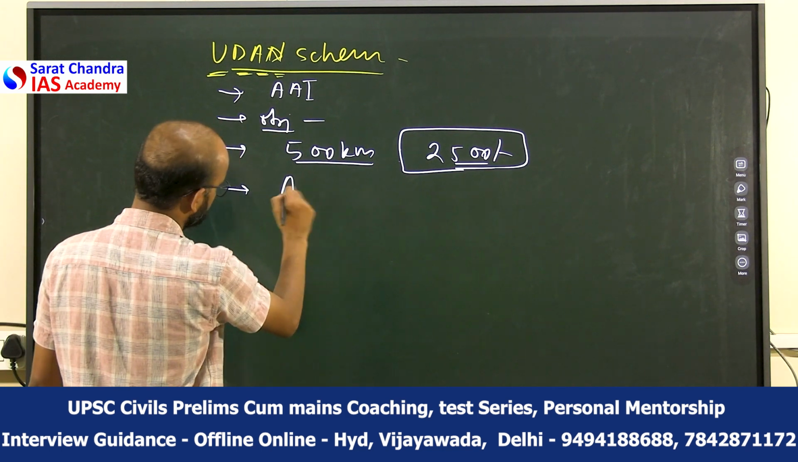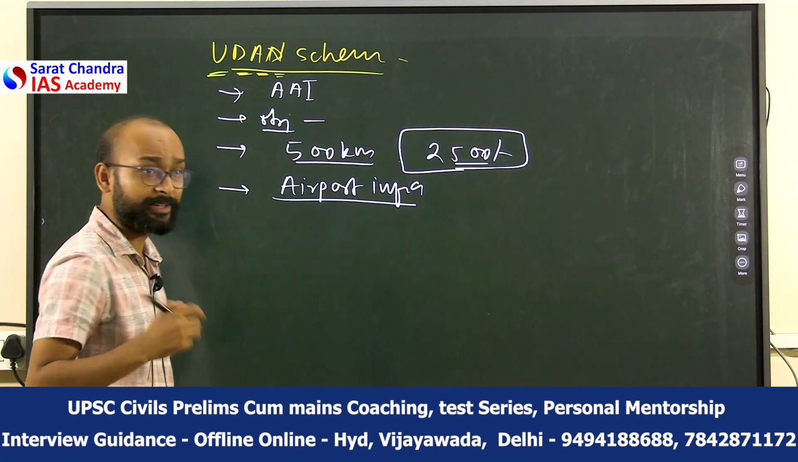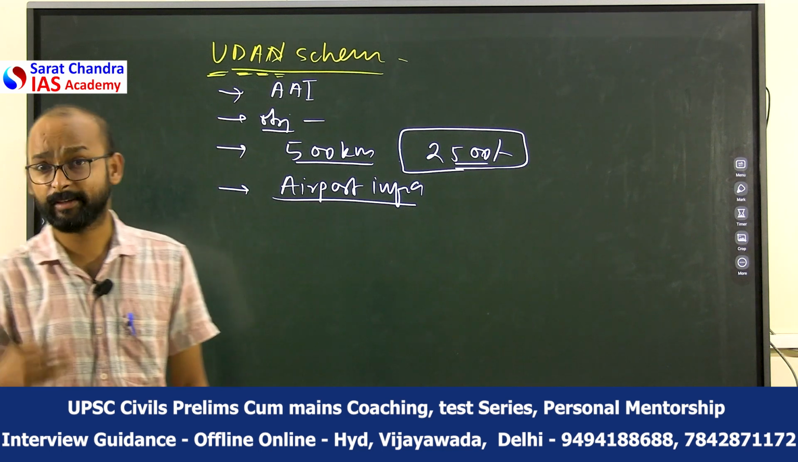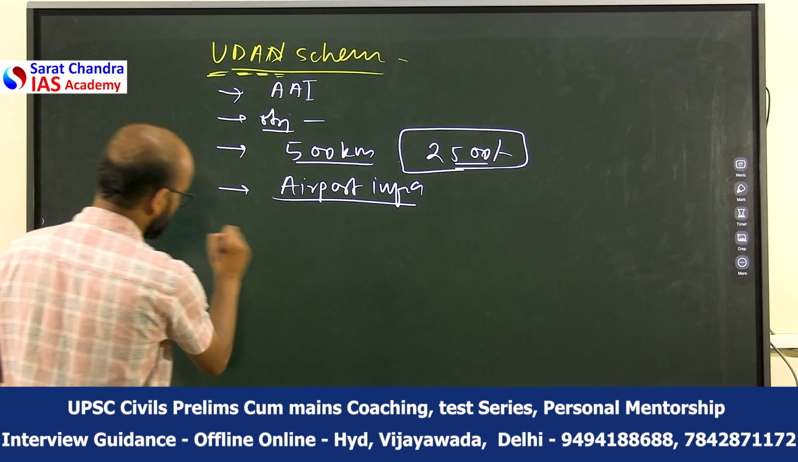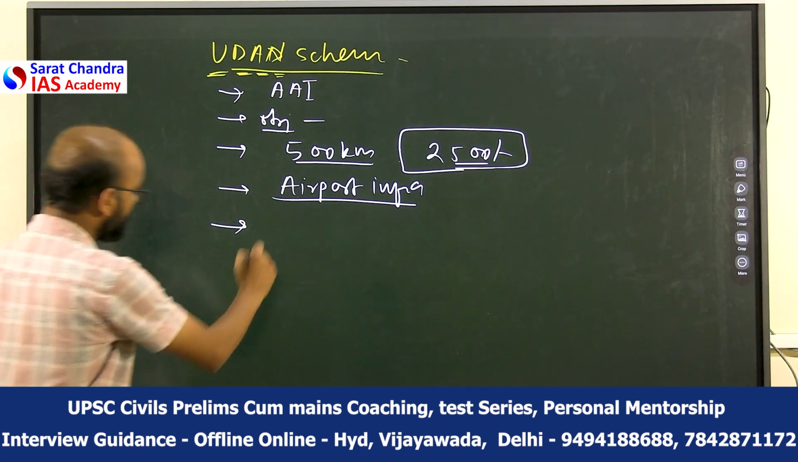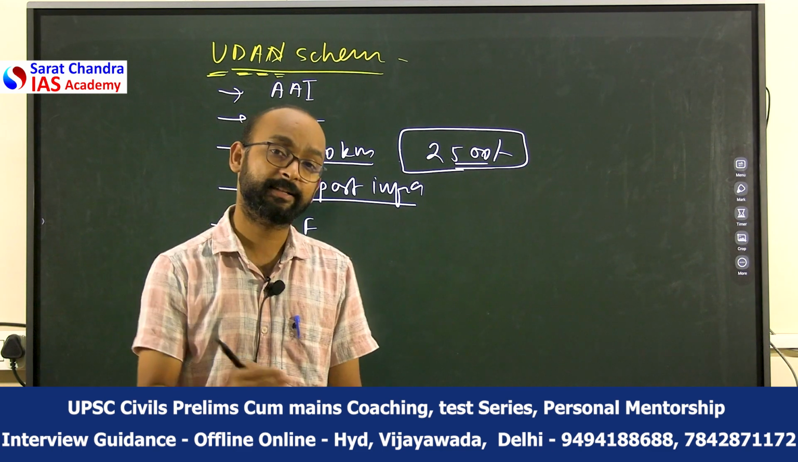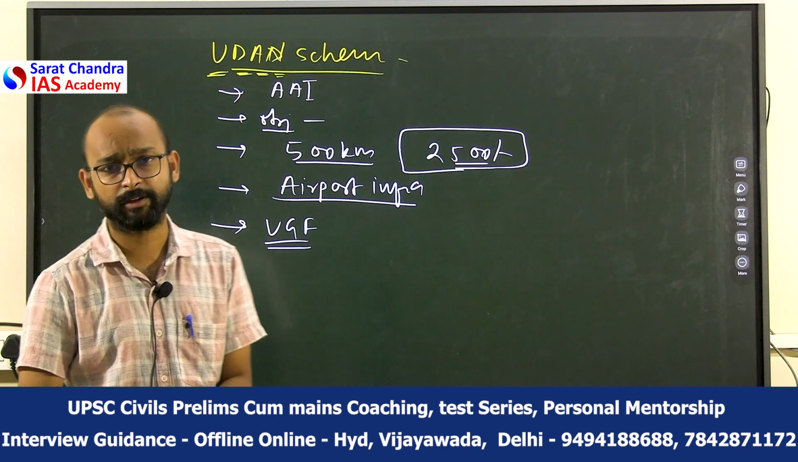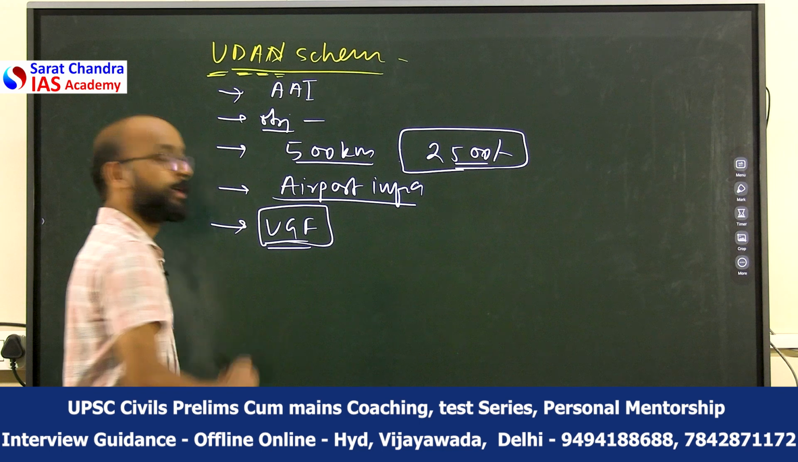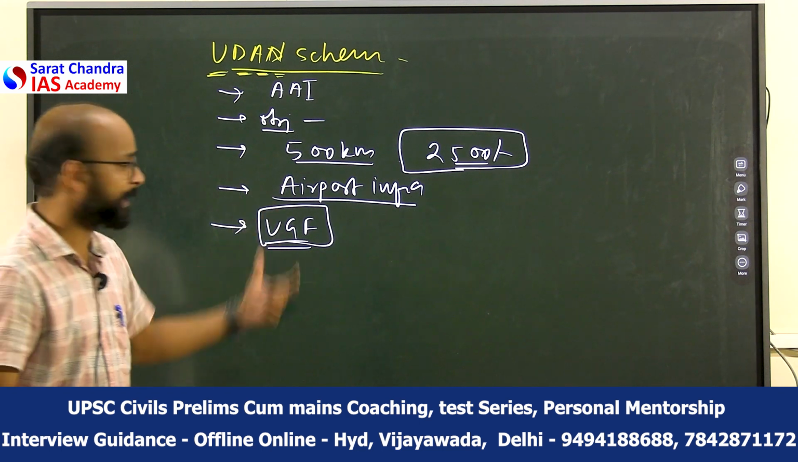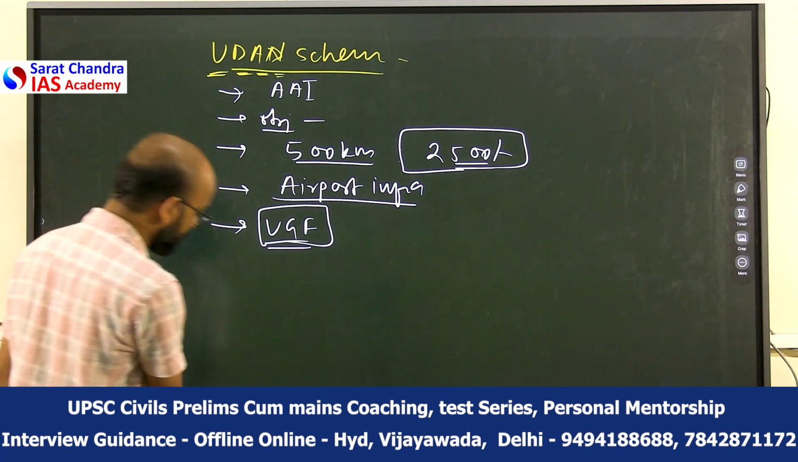Second, airport infrastructure development is being done under this project. Airport infrastructure like the terminals and runways are being developed. Then comes the viability gap funding, especially for the non-viable airports where commercialization is not that much and viability is less. For them, the government will provide viability gap funding also. So these kinds of scheme features are there for the UDAN scheme that can be written.